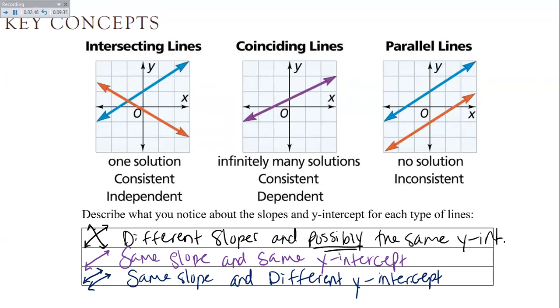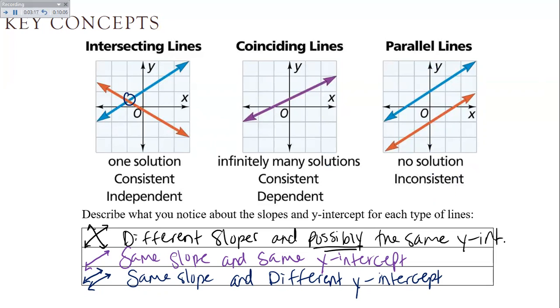So that's how we classify our system solutions. We have intersecting: one solution, it's a consistent system, an independent system. We have coinciding, it just ends up overlapping, looking like one line. There's infinitely many solutions, consistent, and it's dependent. And then we have parallel lines, they never ever touch, and there's no solution, and they're inconsistent.